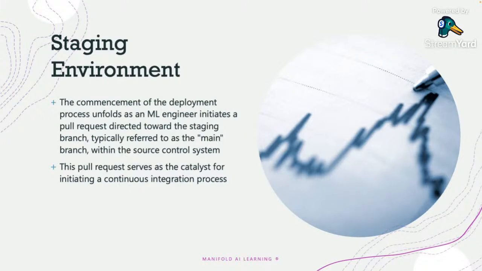Now, this is the staging environment. As we progress, the first step in the staging environment is to start by initiating a pull request directed towards the staging branch. We can call it the main branch or we can create a separate branch itself, depending on the terminology in the project. We can use any of those terminologies, and we'll just pull our code from the development branch to the staging branch.